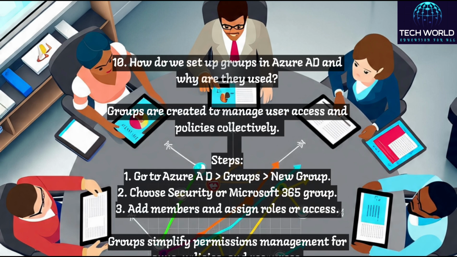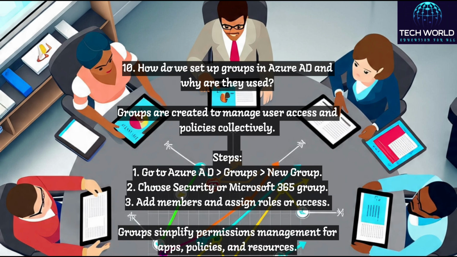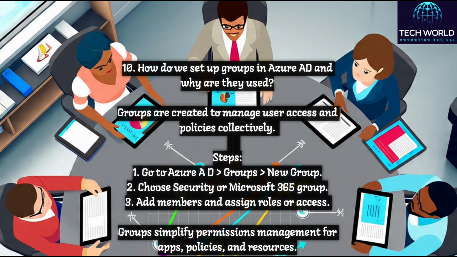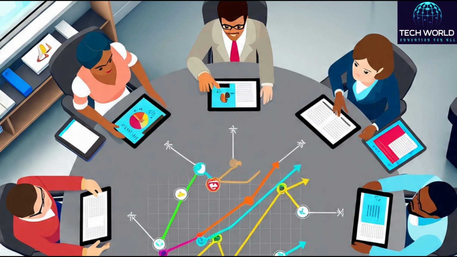10. How do we set up groups in Azure AD and why are they used? Groups are created to manage user access and policies collectively. Steps: 1. Go to Azure AD, Groups, New Group. 2. Choose Security or Microsoft 365 Group. 3. Add members and assign roles or access. Groups simplify permissions management for apps, policies, and resources.